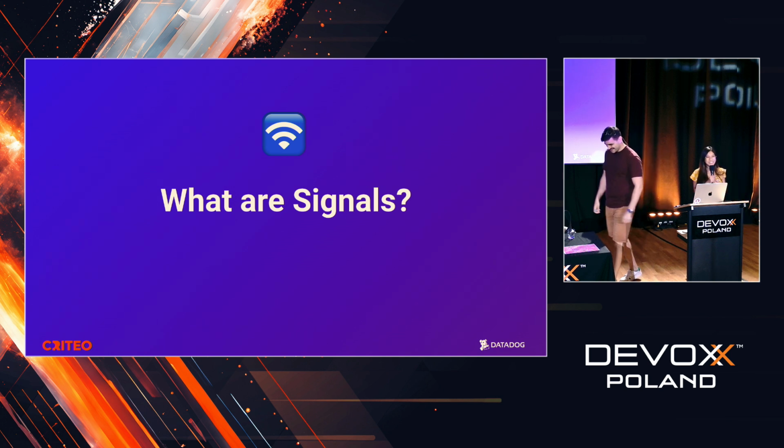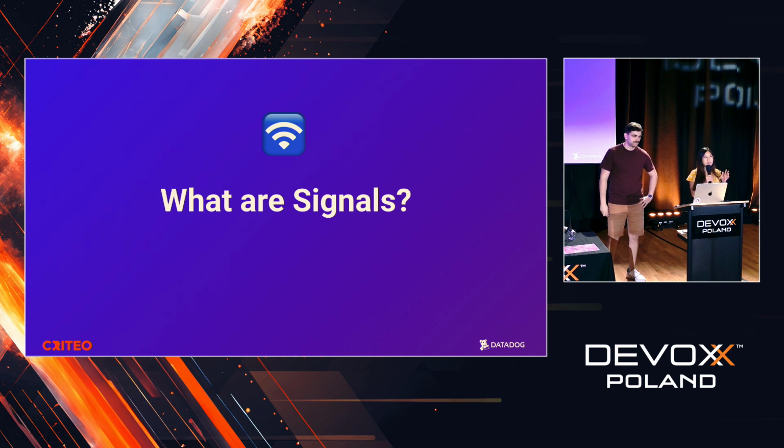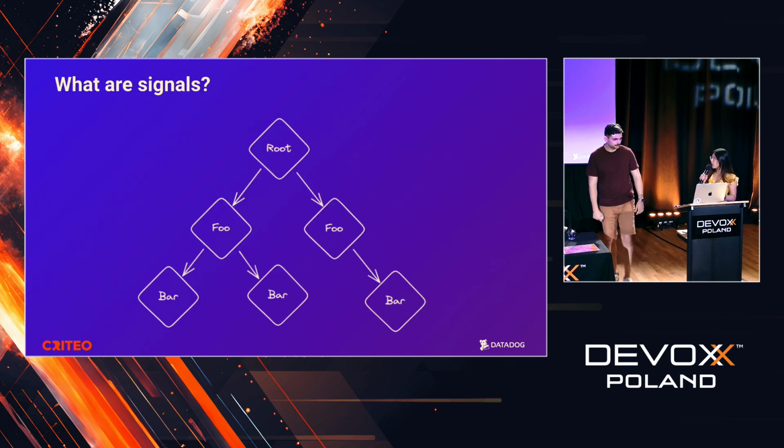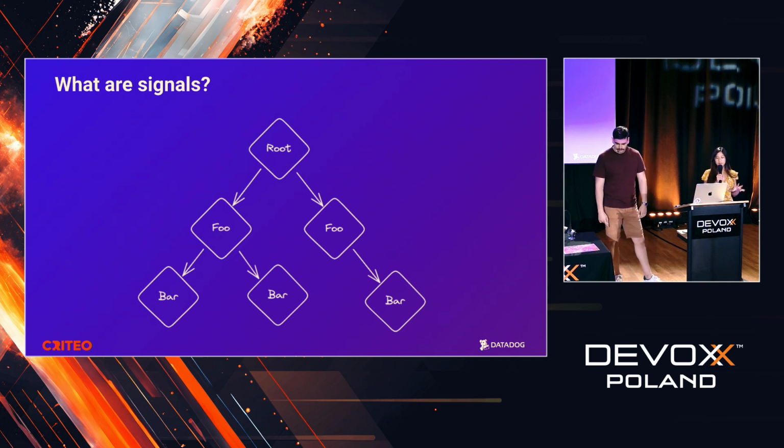Ta-da! So what are signals? Signals, in two words, is simple and efficient. A signal is like an object with a dot value property that can be read and updated. It represents a piece of the state. So what does it mean concretely? If we take the previous example, with signals, you do not have to render your component, the parent component and its children. You do not have to render the component at all.